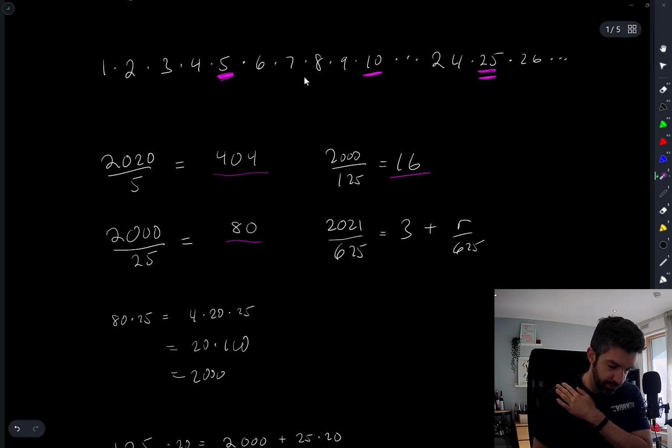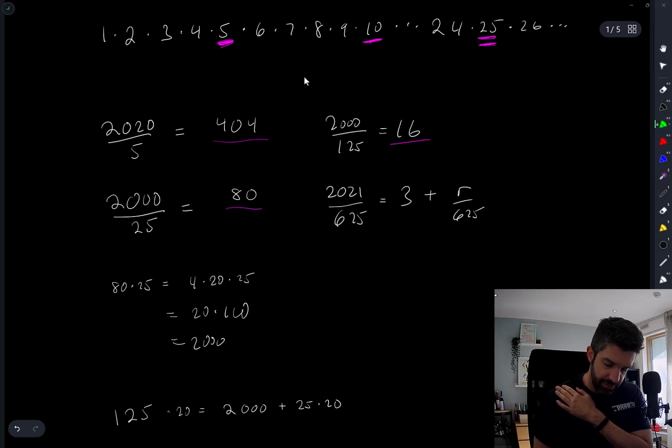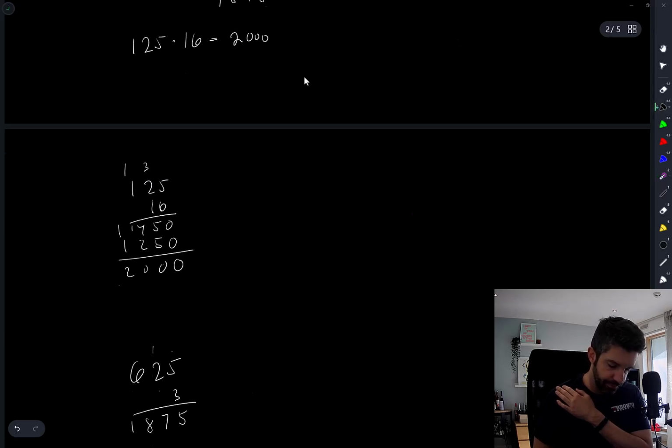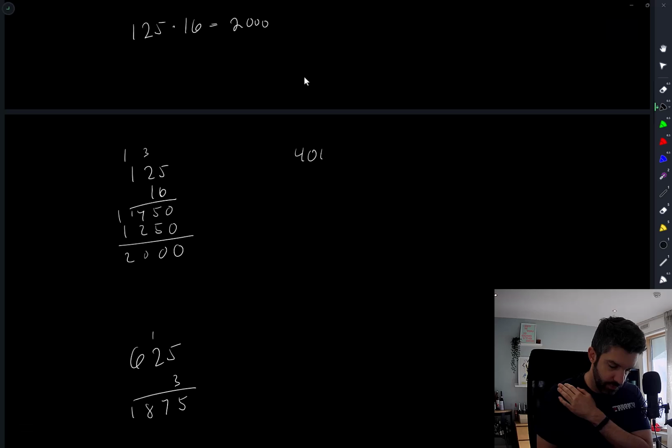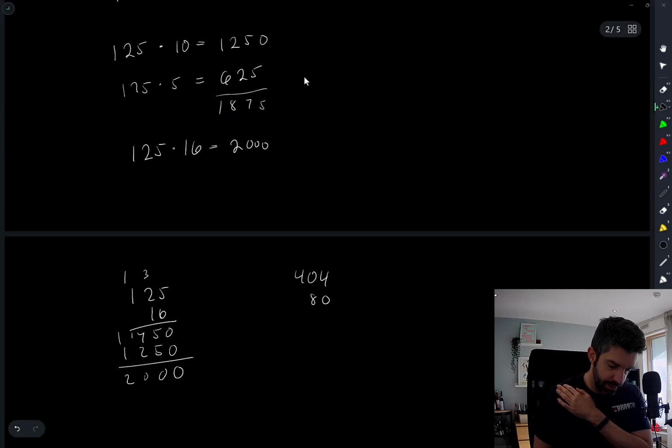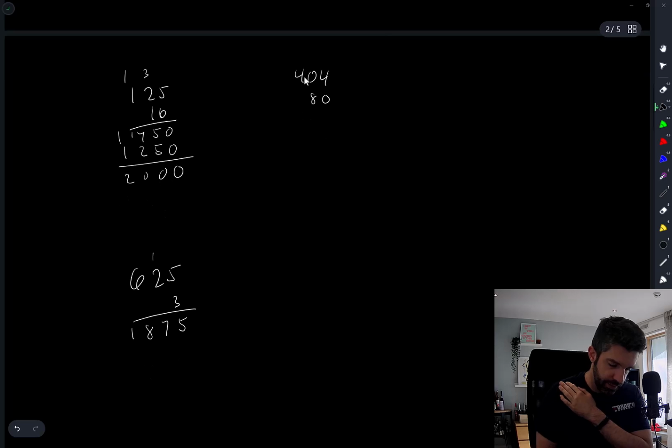where r is less than 625. Okay, so if we add these numbers up that I've underlined, 404 plus 80 plus 16 plus 3, that should give us our answer. 404, 80, 16, and 3. Okay, so I get that there are 503 zeros at the end of 2021 factorial.